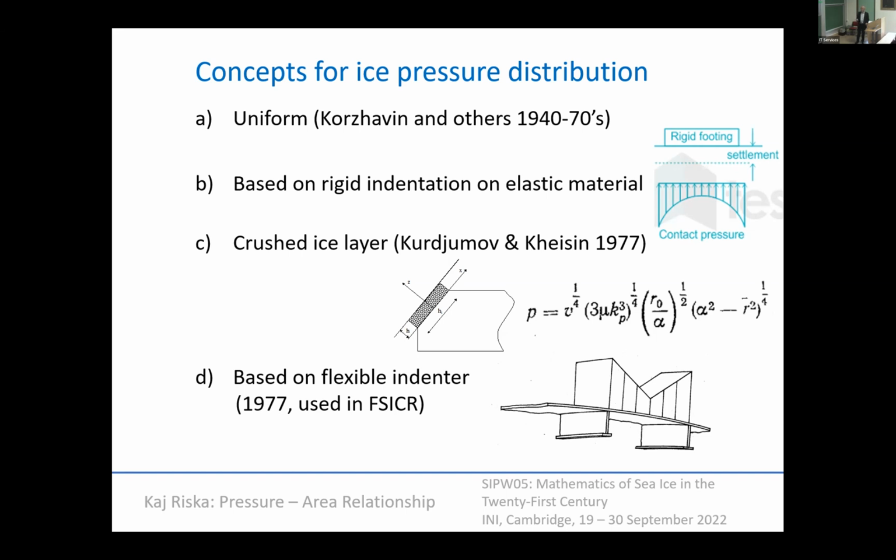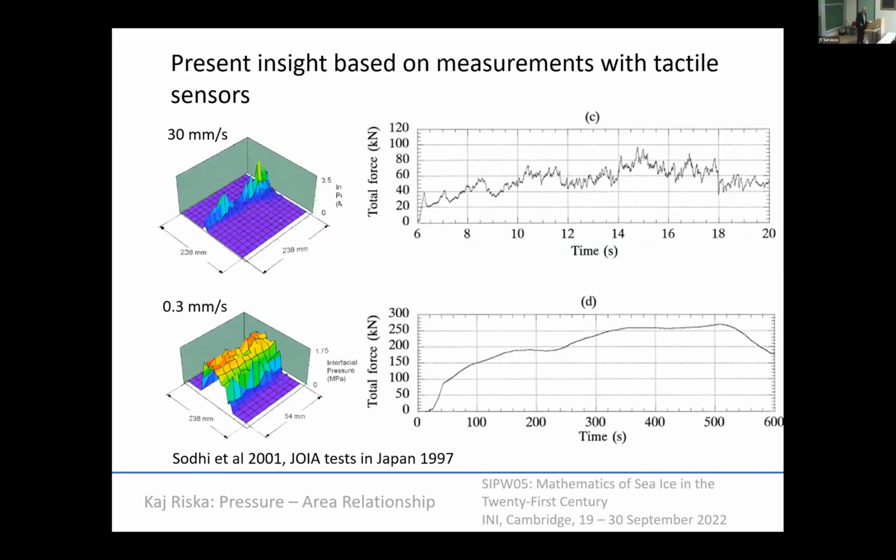Then there were some measurements which suggested that the flexibility of the structure influences this. If this is the ship's shell structure and the plate is bending, it reduces the pressure in the middle. Finnish-Swedish ice class rules are based on this idea. These were the first measurements in 1977. The present insight actually came, I think, when the tactile sensors were introduced.